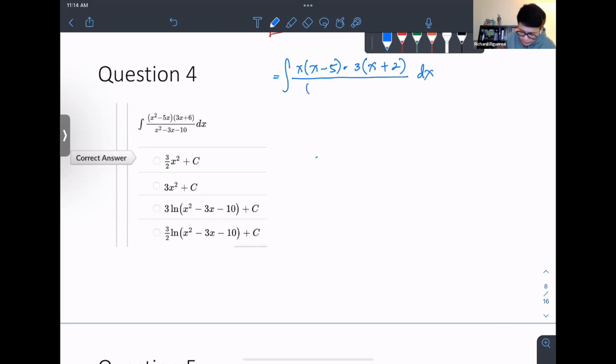Then divide it by the denominator. x squared is factorable as well. So x and x. The factors of 10 are 5 and 2. I'll have a negative 5 and a positive 2 there, because the inner would be negative 5x and the outer would be positive 2x. So negative 5x and positive 2x give us negative 3x.